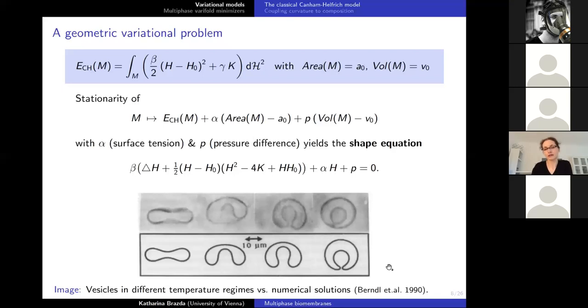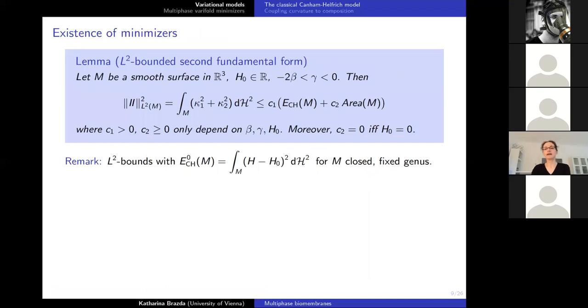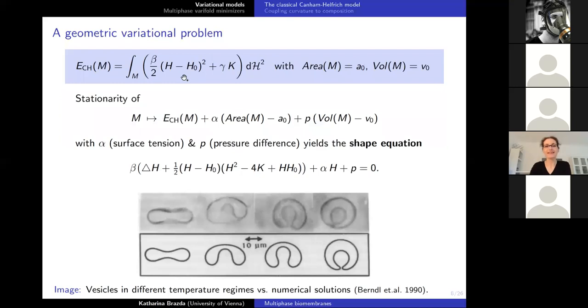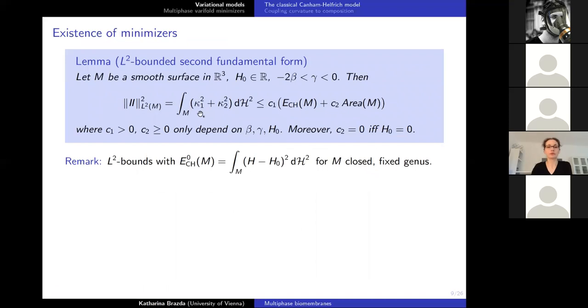Okay, so I'm interested in the minimization problem. And if we look at the Canham-Helfrich energy, shown again here, then we see that for some parameter regimes of beta and gamma, we can bound the L2 norm of the second fundamental form. Simply in R3, this is just the principal curvatures squared, the sum of these. And so we can bound this by the energy and by the area. And since the area is fixed in the Canham-Helfrich problem, this is already nice.